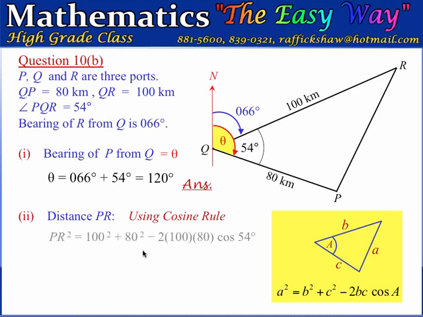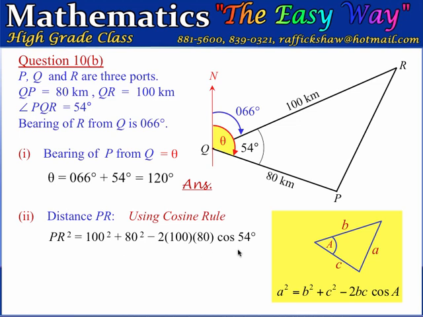And if we apply the cosine rule, we see that PR squared will be equal to this side squared plus this side squared, that is it, 100 squared plus 80 squared, minus 2 times this side times this side, that is 2 times 100 times 80, multiplied by the cosine of the angle between those two sides, which is the cosine of 54. Let's do that again. PR squared is equal to this side squared plus this side squared minus 2 times this side times this side multiplied by the cosine of the angle between these two sides.